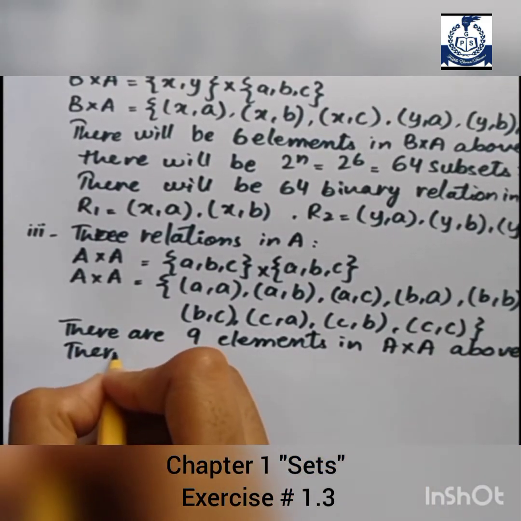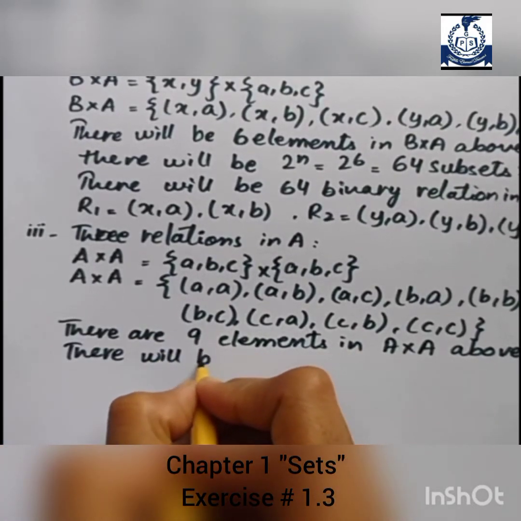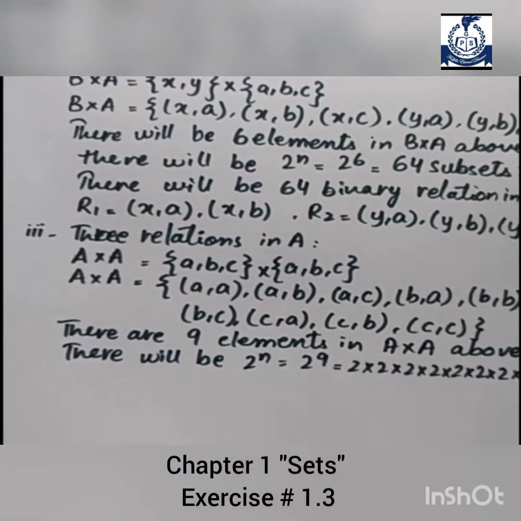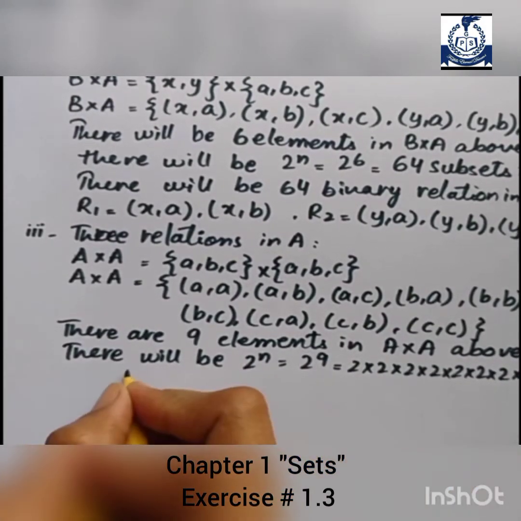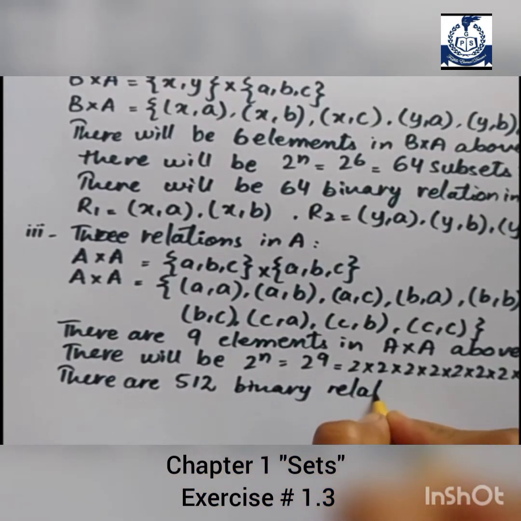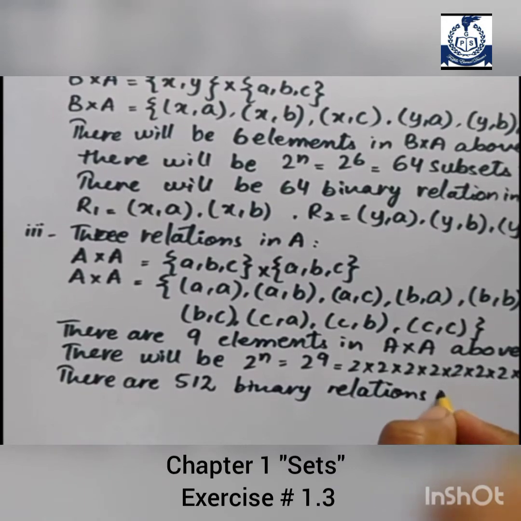There will be 2 power n, which means 2 power 9. We multiply 2 nine times. There are 512 binary relations in A Cartesian product A.